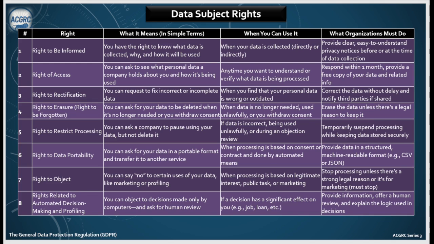Rights related to automated decision making and profiling. You can object to decisions made only by computers and ask for a human review. You can use it if a decision has a significant effect on you. The organization's responsibility is to provide information, offer a human review, and explain the logic used in their decisions.